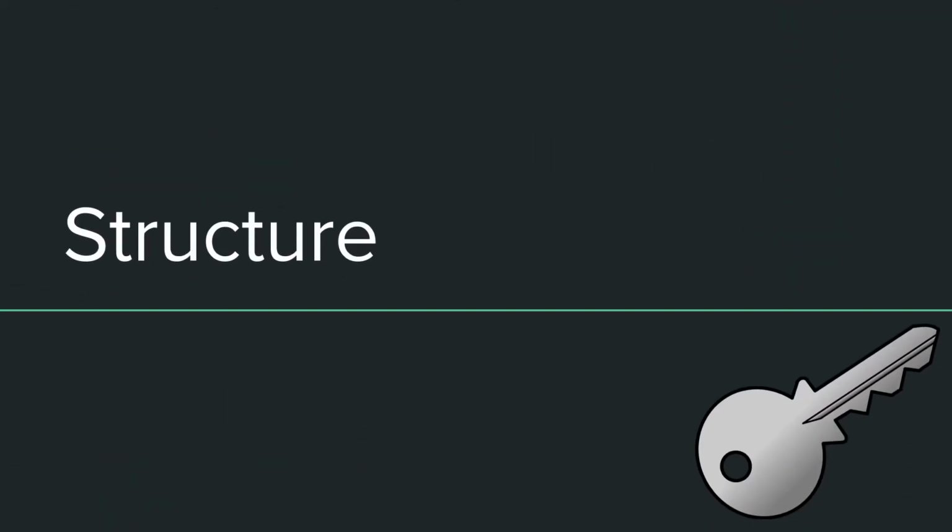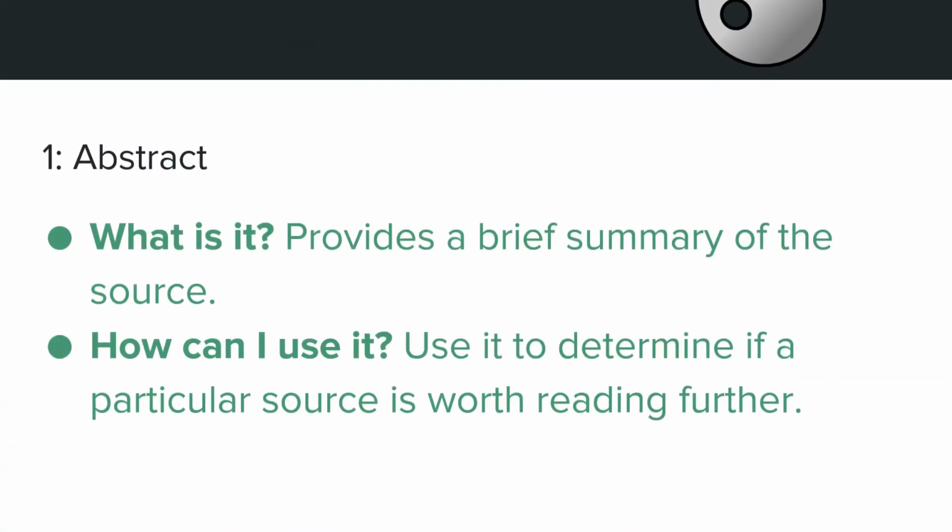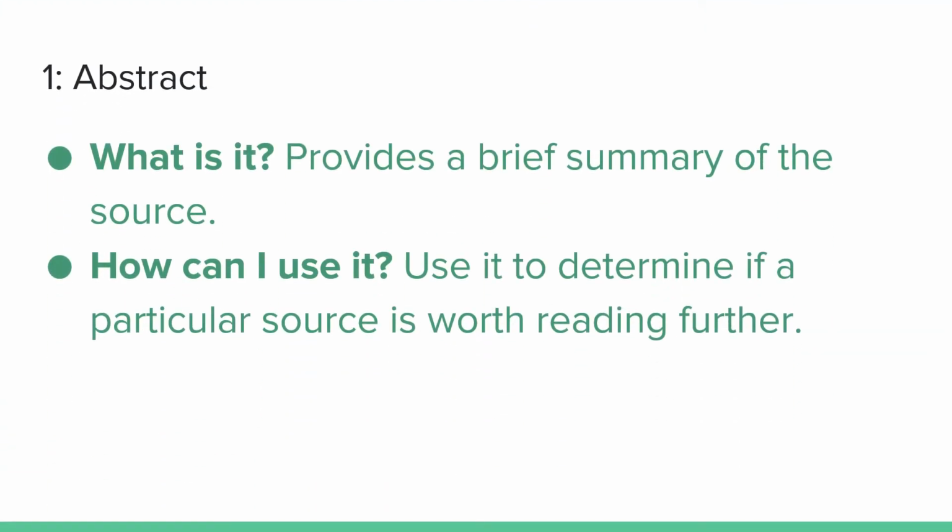The first thing you want to look at is the structure. So we're going to talk about the basic sections of these types of articles. Once you understand the structure, it'll be a lot easier for you to approach this type of reading. So no matter what your topic is, the first thing you want to look at is the abstract.